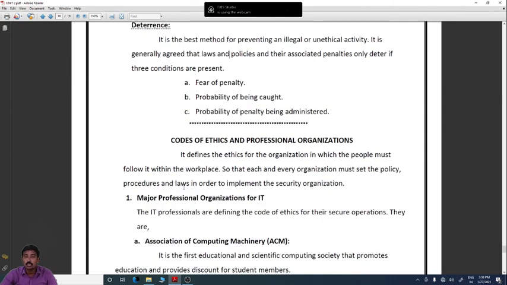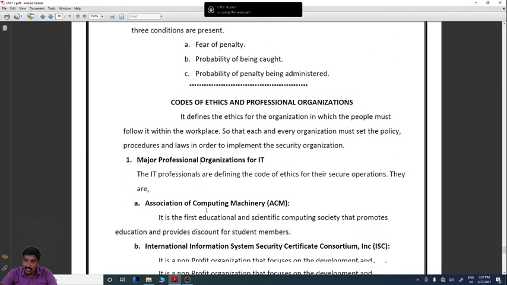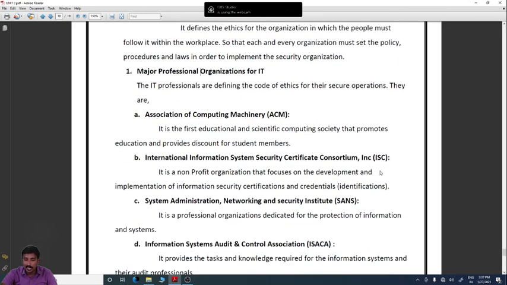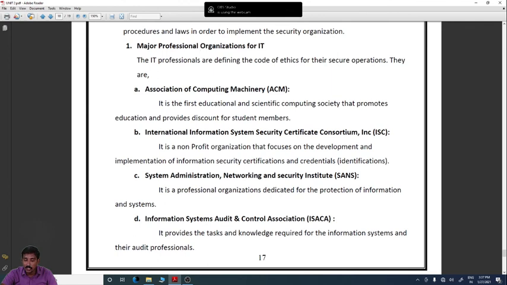Okay, so the next one is Codes of Ethics and Professional Organizations. It defines the ethics of the organization, which people must follow within the workplace. Each and every organization must set policies, procedures and laws in order to implement security. For professional organizations in IT, there are three. One is ACM. Another is ISC, the International Information System Security Certification Consortium. Next, for administrative activity, is the System Administration, Networking and Security Institute. And the next one is the Information System Audit and Control Association.